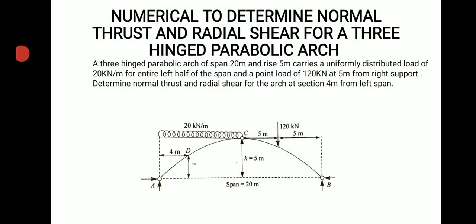Therefore, they have also asked to find the normal thrust and radial shear at the section 4 meters from the left part. They have suggested finding the radial shear and normal thrust at 4 meters from the left support. So if I consider 4 meters as x, it will have the rise as y.